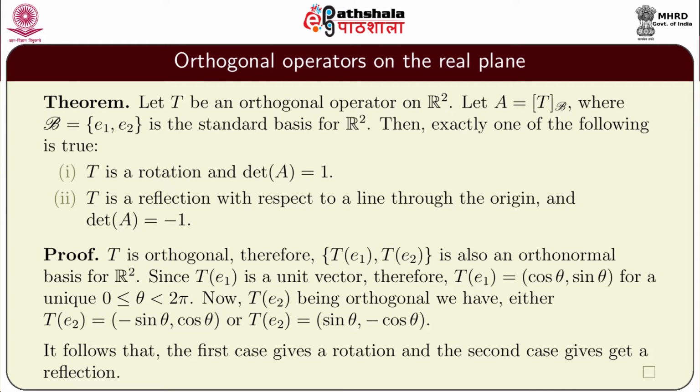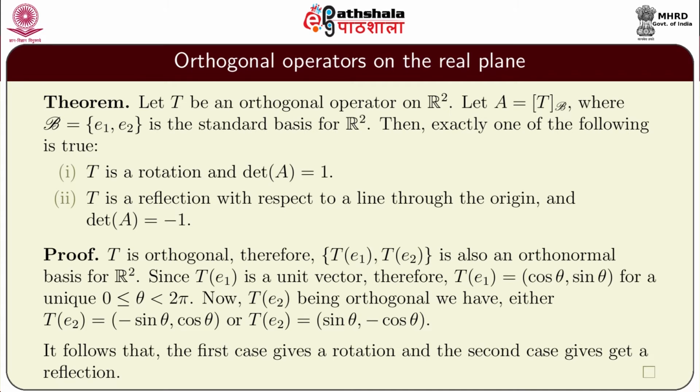let T be an orthogonal operator on R2. Let A denote the matrix [T]_B, where B is the standard basis for R2. Then exactly one of the following is true. The first one says that T is a rotation and determinant of A is 1, and the second one says that T is a reflection with respect to a line through the origin and determinant of A is minus 1.